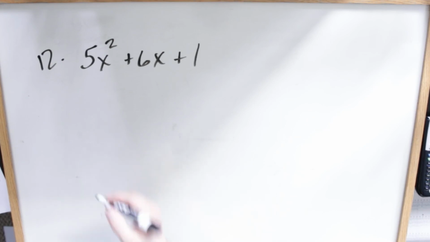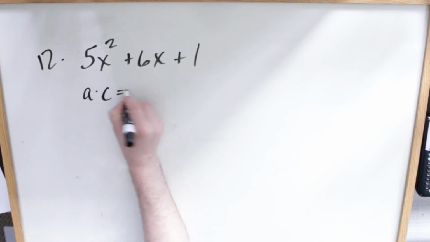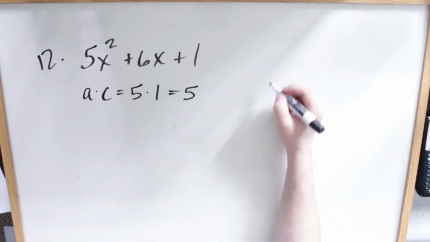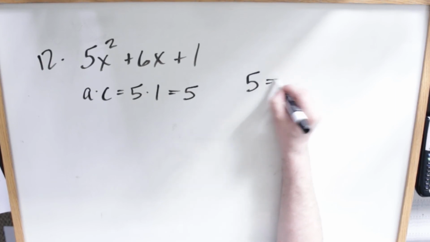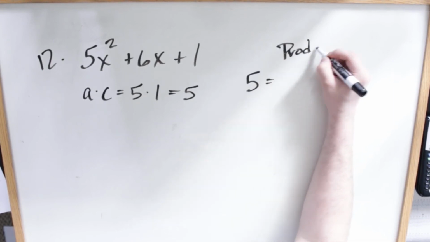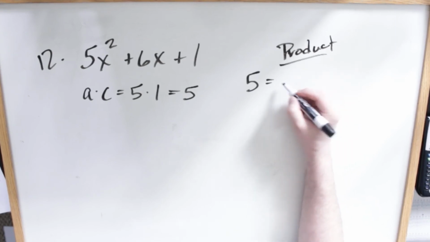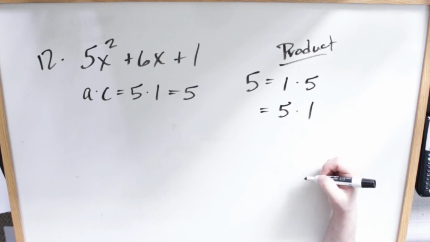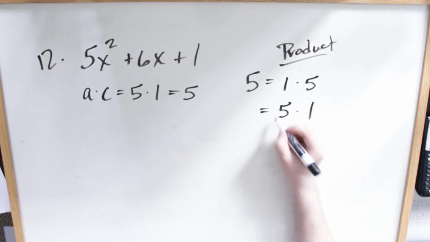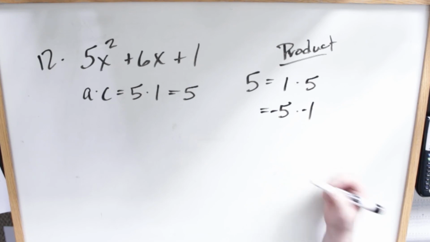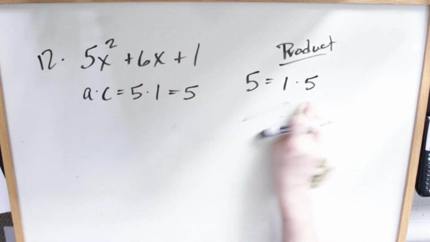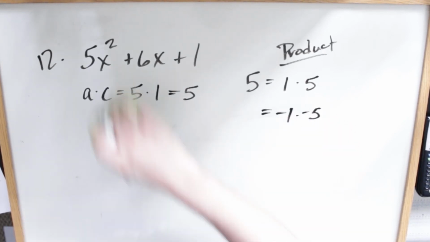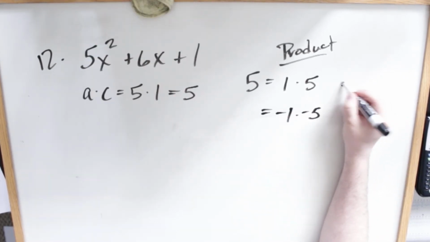So the first thing we need to do is a times c. This is equal to 5 times 1, which is equal to 5. And so now we need to find the factors of 5. So the product, just like last time, is going to be 1 times 5 and 5 times 1. That's pretty straightforward. Negative 5 times negative 1, I should say. Negative 1 times negative 5. Let's do it in the same order so we're consistent. This is going to be negative 1 times negative 5. Okay, there we go.